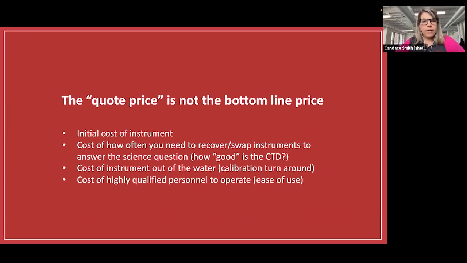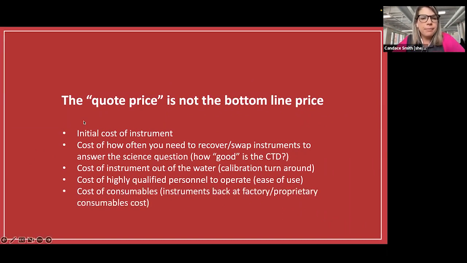The cost of highly qualified personnel to operate. So this is speaking to the ease of use piece. Is it really easy to set it up? How long does it take to learn how to use it? Are there lots of different moving parts and pieces that you have to figure out? And the cost of the consumables. Again, if the consumables aren't user replaceable, that means that the CTD has to go back to the factory, or if the consumables are proprietary, that means that it has to be replaced there. How much is that going to cost?